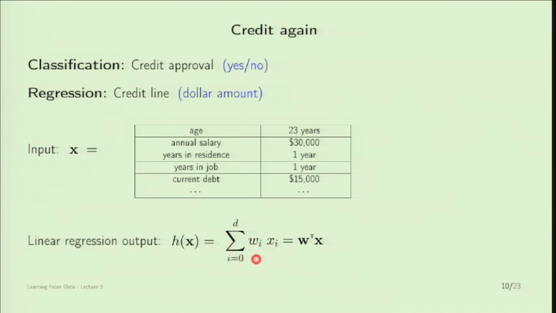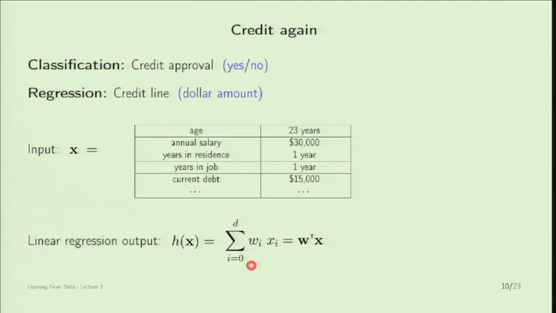So this is the form we have seen before, except that when we saw it before, we took this as a signal that we only care about its sign. If it's plus, we approve credit. If it's minus, we don't approve credit. And we treated it as a credit score per se, when you take out the threshold.